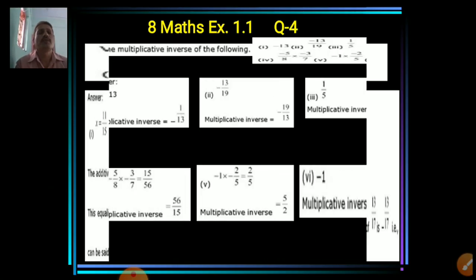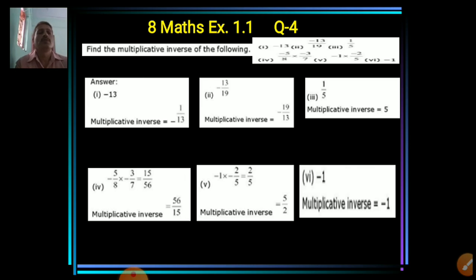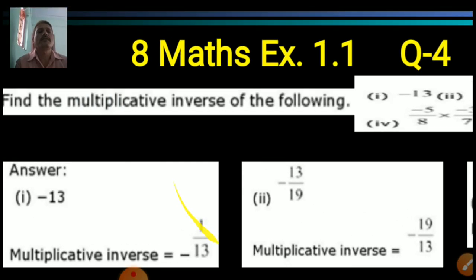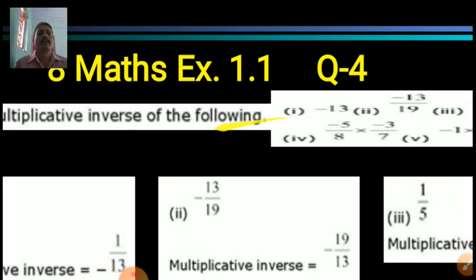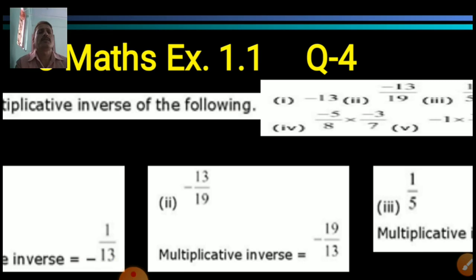Now question number 4, what is it telling us? Find the multiplicative inverse of the following. The first, second, third, fourth and fifth are there. Multiplicative inverse, student, be careful: that was the additive inverse, this is the multiplicative inverse. In the multiplicative inverse property, when you multiply these numbers you will get 1. In additive, it is 0.